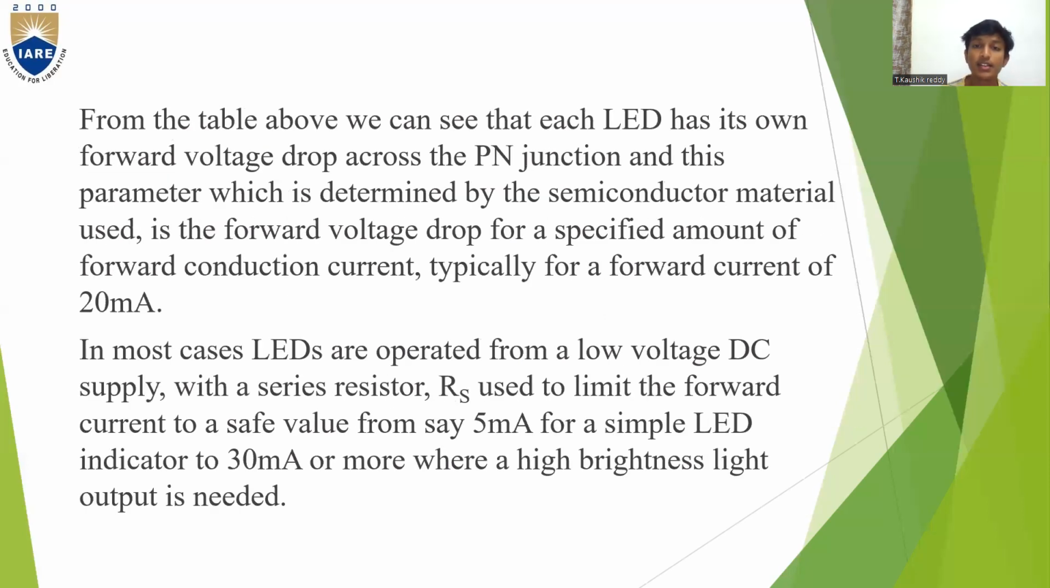From the table above, we can see that each LED has its own forward voltage drop across a PN junction. This parameter, which is determined by the semiconductor material used, is the forward voltage drop for a specified amount of forward conduction current, typically for a forward current of 20 milliamperes. In most cases, LEDs are operated from a low voltage DC supply with a series resistor RS used to limit the forward current to a safe value, from say 5 milliamperes for a simple LED indicator to 30 milliamperes or more where a high brightness light output is needed.